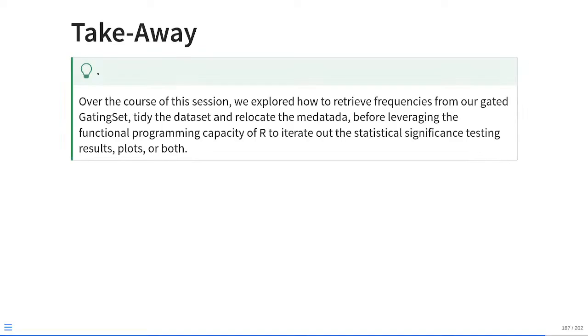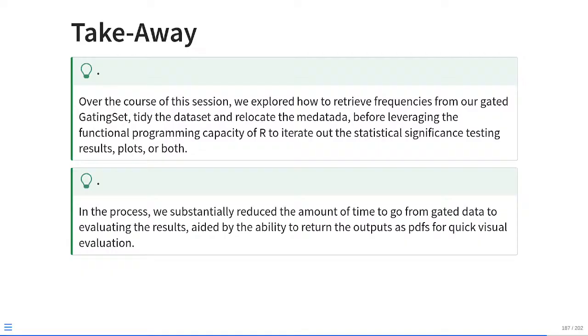So this is a long session, but over the course of the session, we have explored how to retrieve the frequencies from our gating sets, how to tidy the dataset, how to relocate the metadata before leveraging the functional programming capacity in R to iterate out statistical significance testing results, plots, or both, and then send them to PDF files or PNGs that are much easier to screen within our local environment. In the process, we have the potential to substantially reduce the amount of time it takes us to go from having validated our gates on our dataset to actually seeing the retrieved statistically significant values that might be of interest to us.